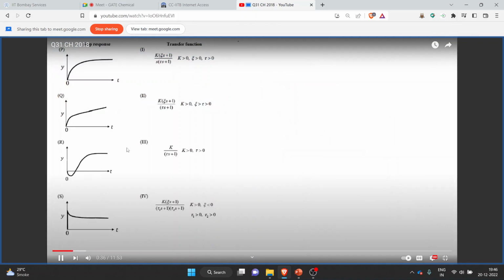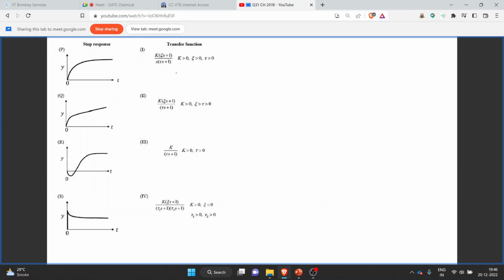So over here on the right hand side, we have been given four different transfer functions. And on the left hand side, we have been given the step responses corresponding to the transfer functions. And we have to find which one of the following plots belongs to which of the transfer functions. So let's take this step by step. So let's just consider this first transfer function.